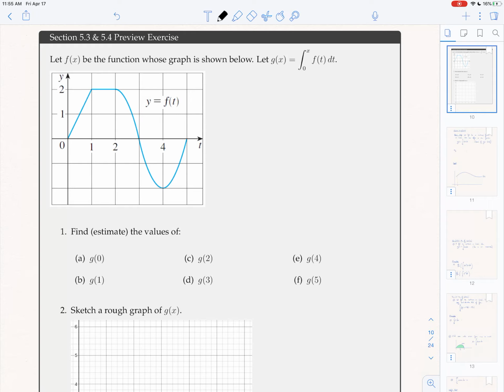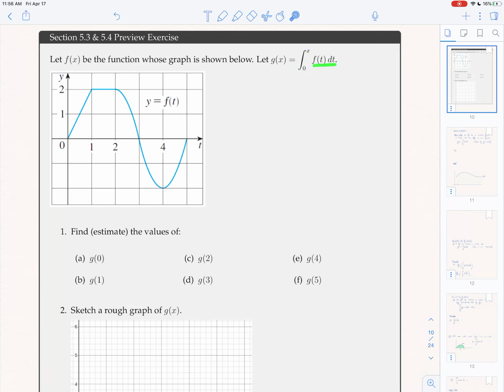I have posted the page that you can see in front of you on the screen. I've posted that to Teams. I would like you to go and download it, and let me give you some instructions. So I'm going to define a function, g of x, and g of x is going to be the integral from 0 to x of f of t dt.